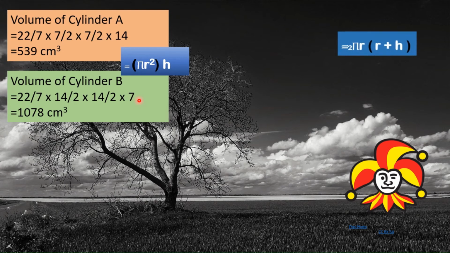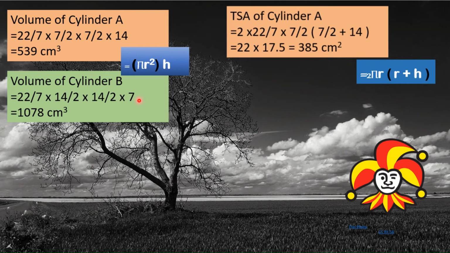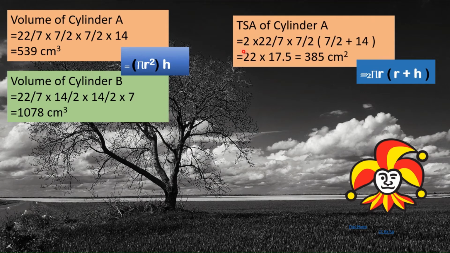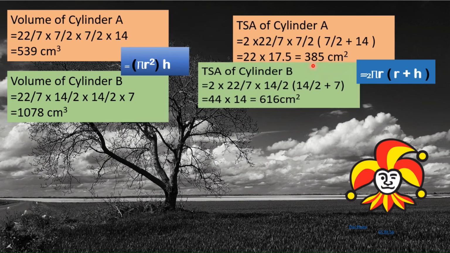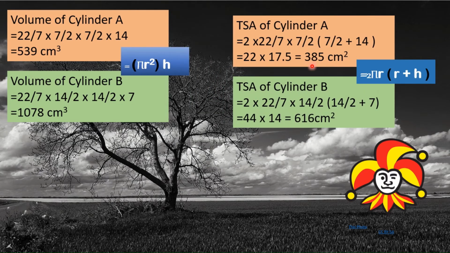Let's find out the total surface area of cylinder A. This is 2 pi r times (r plus h). So when you calculate, you will get it is equal to 385 centimeter square. And what about the total surface area of cylinder B? Just by putting the values, we will get 616 centimeters square. So in both ways, you can see that the volume of cylinder B is greater and the total surface area is also greater.